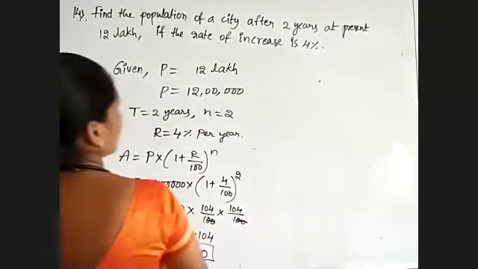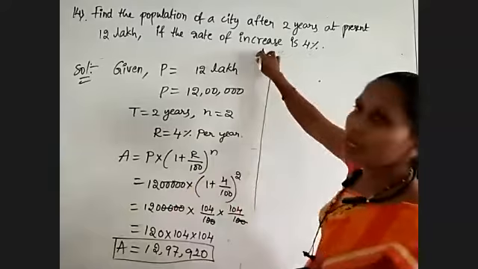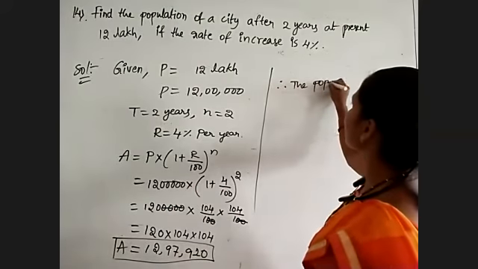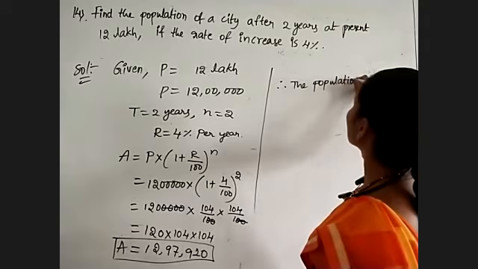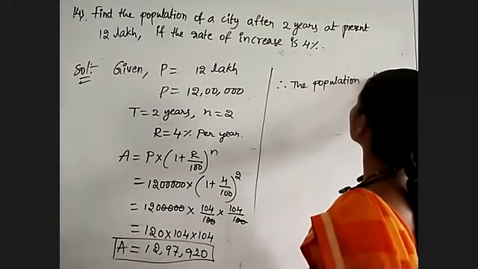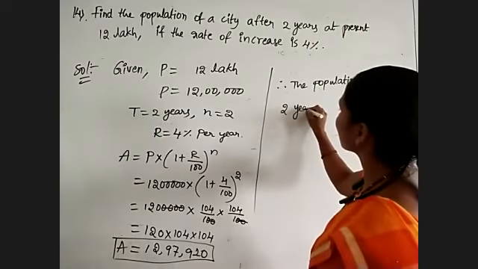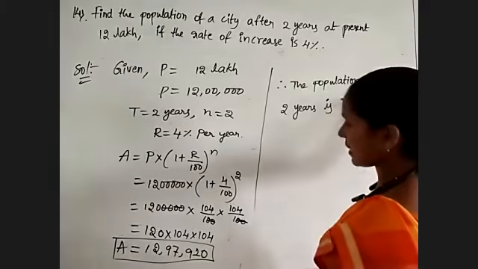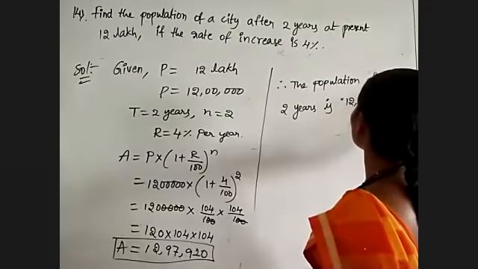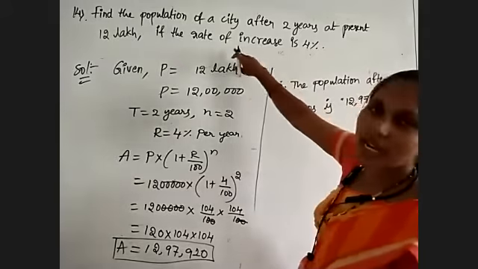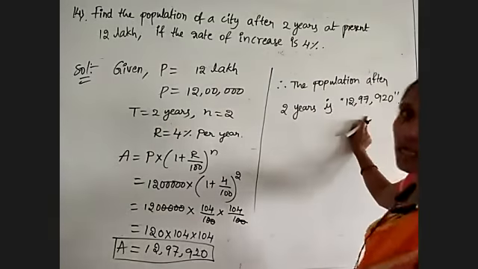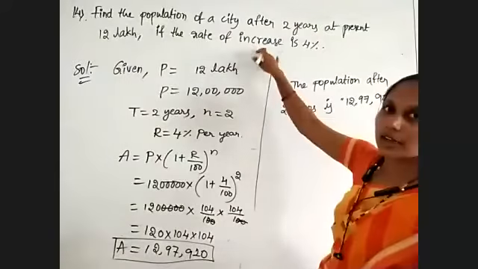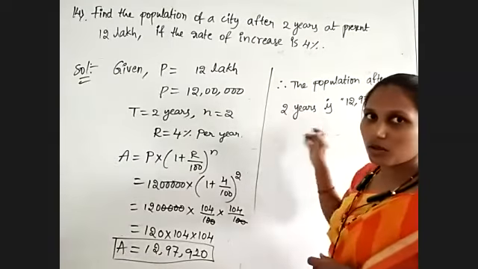Because we are talking about the population, write that statement also. The population after 2 years is 12,97,920. Before 2 years it is 12 lakh, and after 2 years 12,97,920, because the increasing rate is given, so this will be increased.